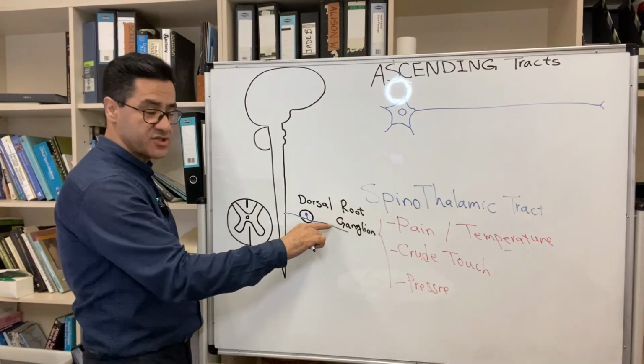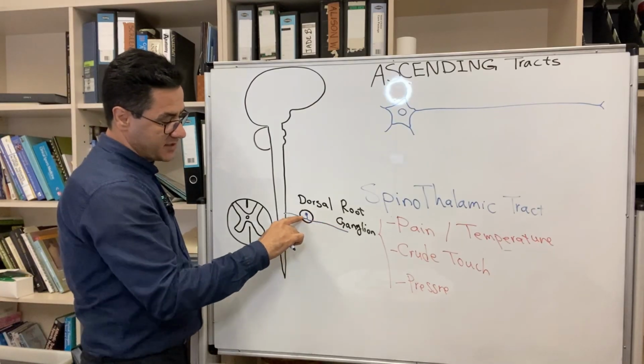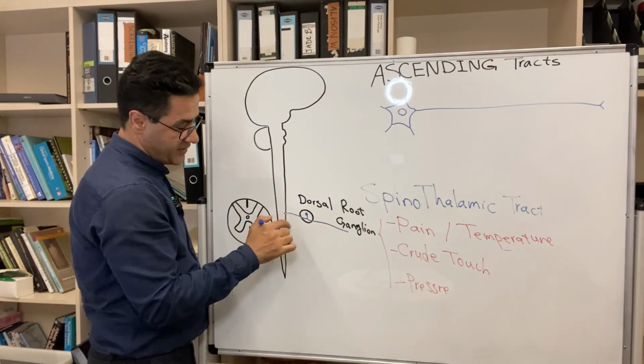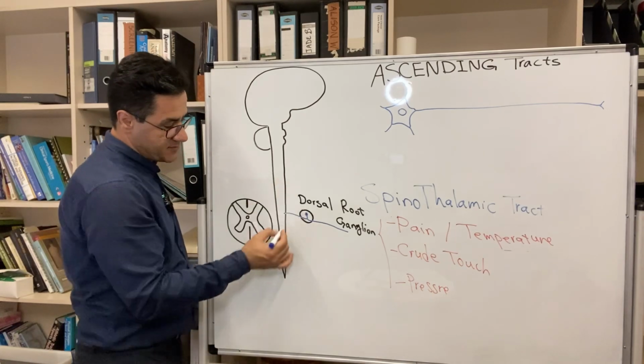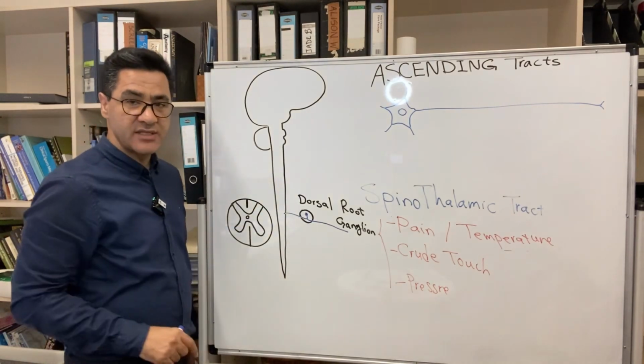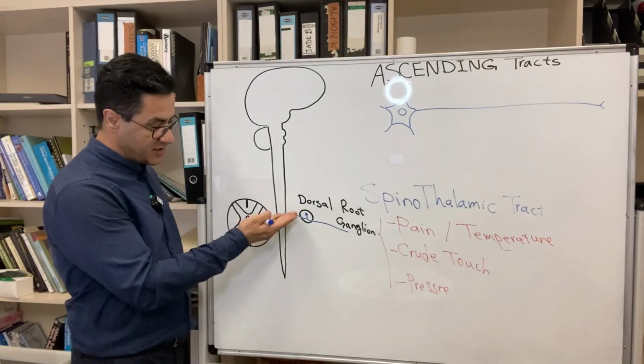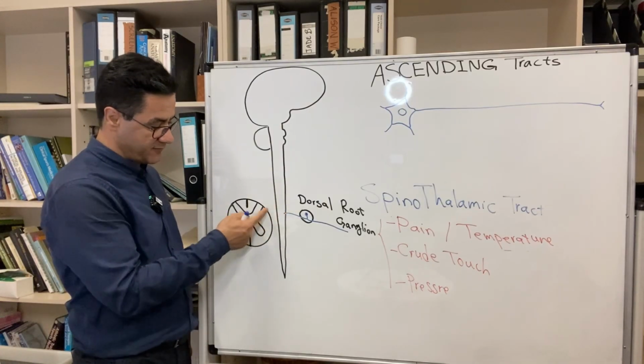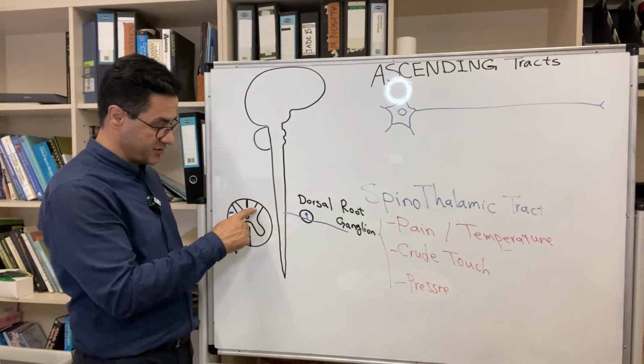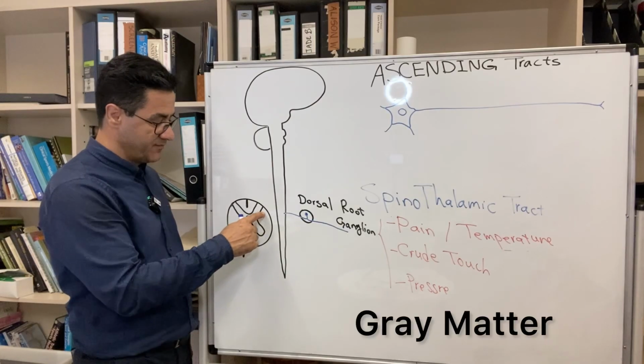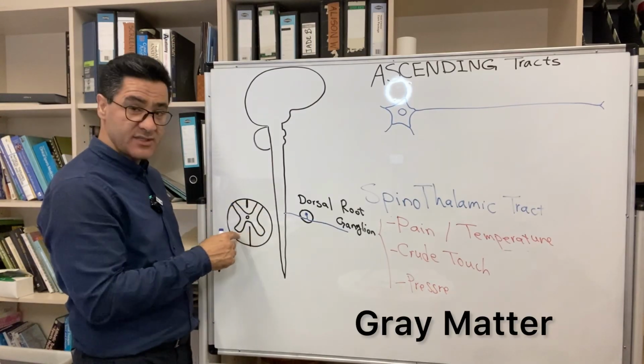The action potential will be carried by the first order neuron. So then it gets into the spinal cord. So what will happen when it gets into the spinal cord? If you take a cross section through the spinal cord, you can find something like this. This butterfly-shaped structure is the gray matter, which is surrounded by the white matter.